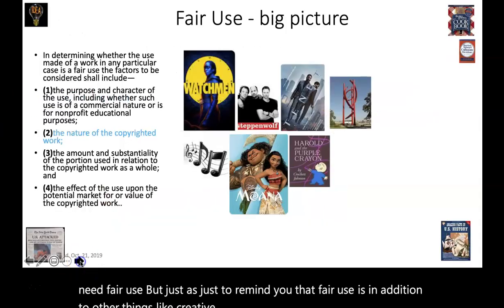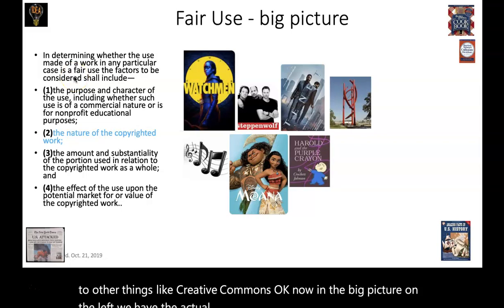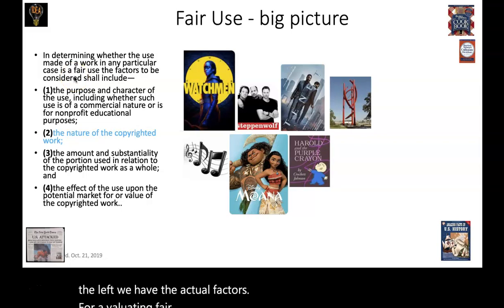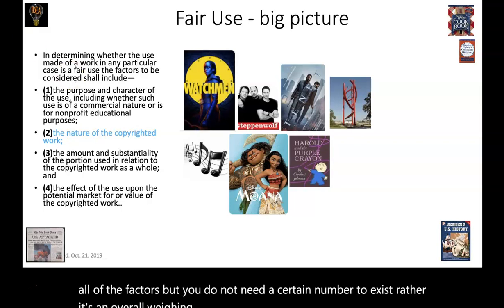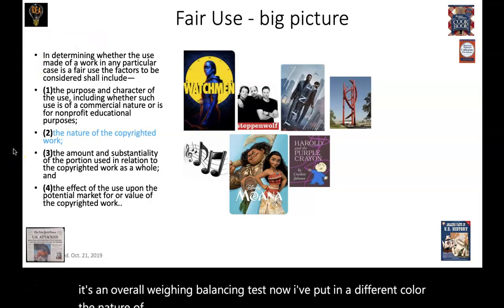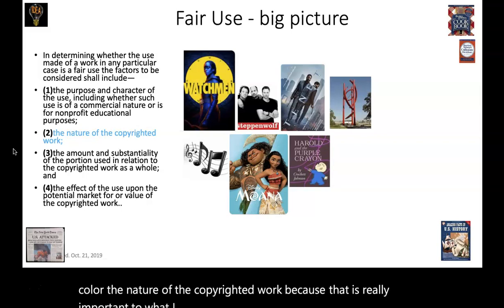Okay, now, in the big picture, on the left, we have the actual factors for evaluating fair use. And in assessing fair use, the court considers all of the factors, but you do not need a certain number to exist. Rather, it's an overall weighing balancing test. Now, I've put in a different color the nature of the copyrighted work because that is really important to what I have shown you here on this slide.